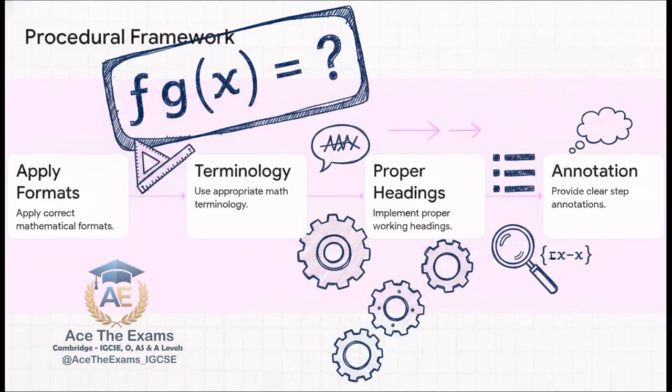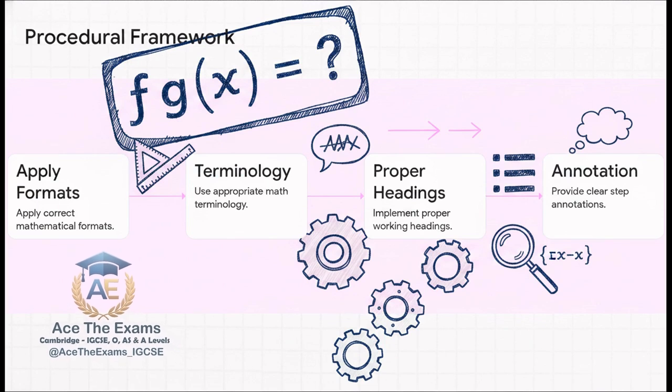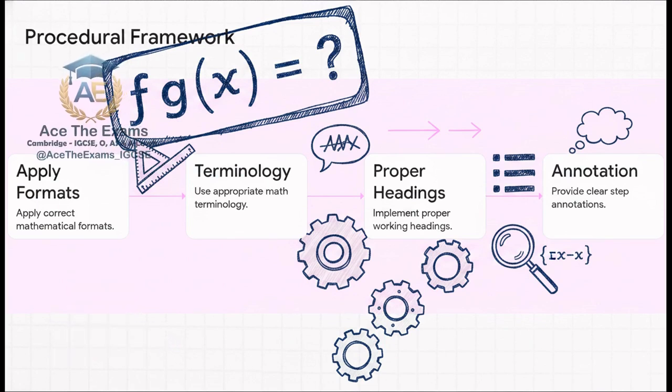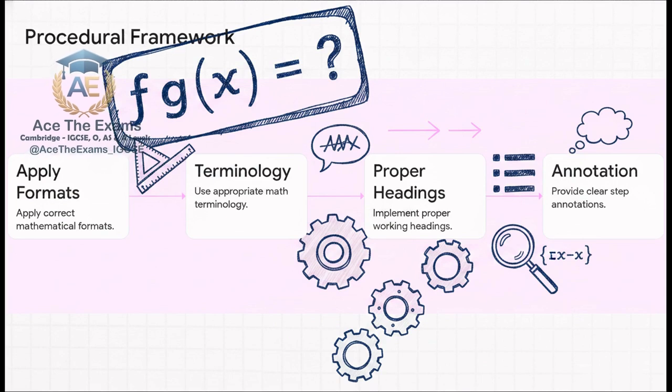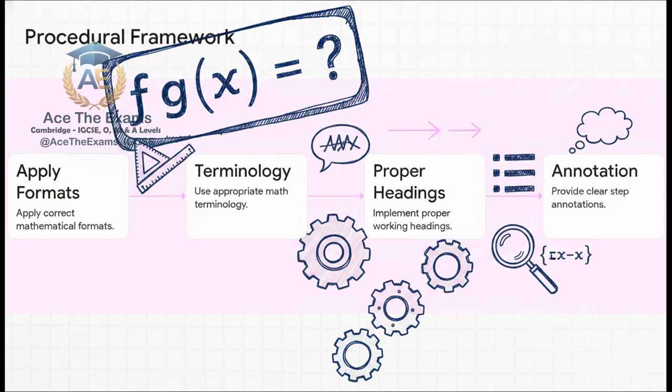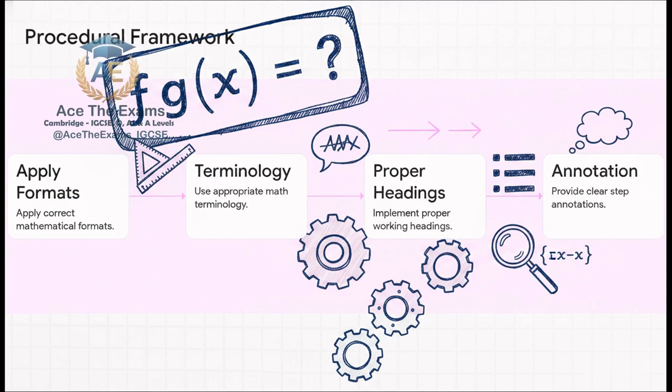So here's the absolute kicker. Examiners literally hand out marks for your process. They're actively looking to see if you are strictly following conventions. Are you using the correct mathematical formats? Are you using the right terminology, proper headings, clear step-by-step annotation? If you're substituting one algebraic expression into another to figure out fg of x, explicitly write that step out. Do not try to do the heavy lifting in your head, because you won't get the points for it.